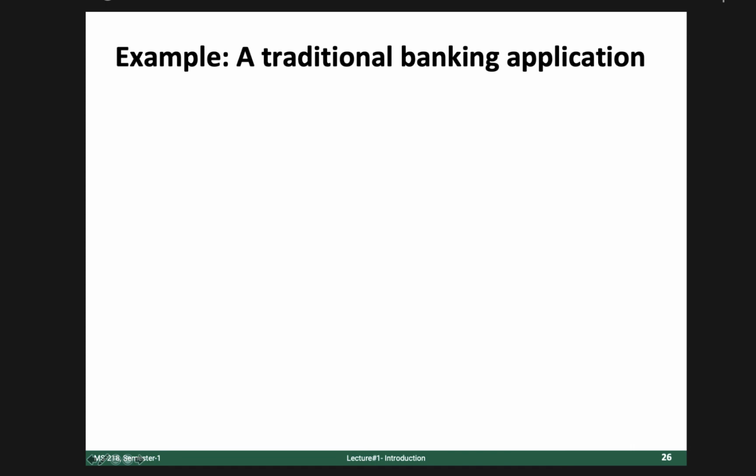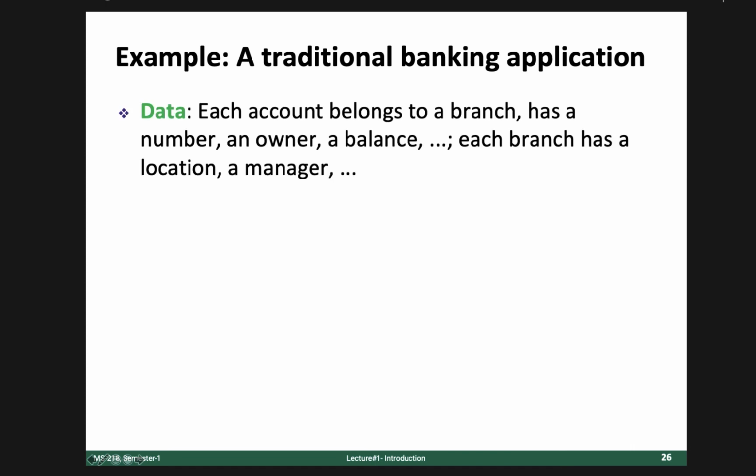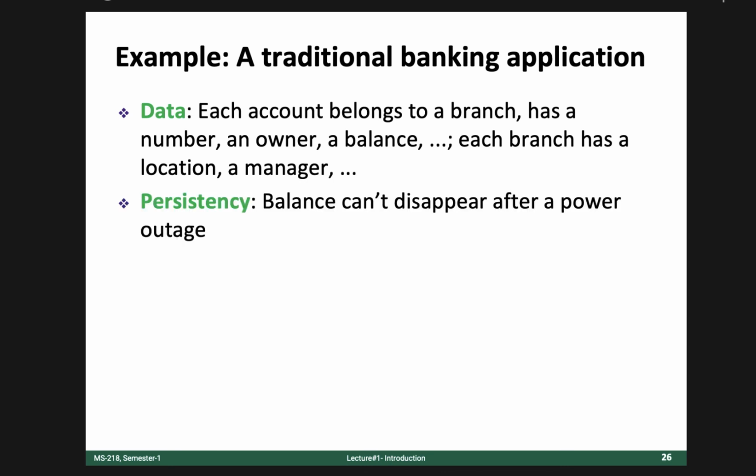Take a traditional banking application. Each account belongs to a branch, has a number, an owner, a balance, and obviously each branch has a location and manager, right? Persistency means the balance cannot disappear after a power outage. If your bank said, you can deposit your money, but if there is a power outage we cannot guarantee your money, obviously no one would open an account in that branch, right? So this is persistency, the same functionality of a DBMS that we are talking about.